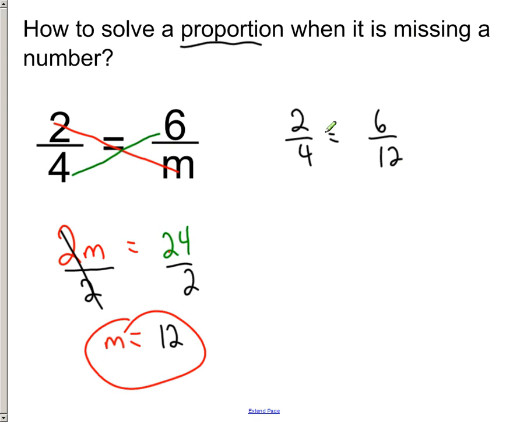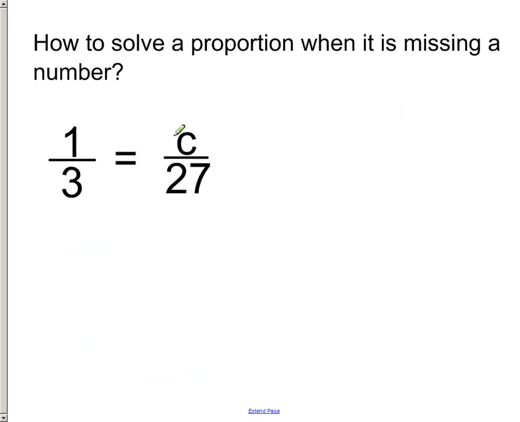Hey, 12 times 2 is 24. 4 times 6 is 24. Yeah. See, it's supposed to make a proportion. This is a proportion. We just got to find the missing number. So let's go try that again. 1 times 27, right? It's 27.